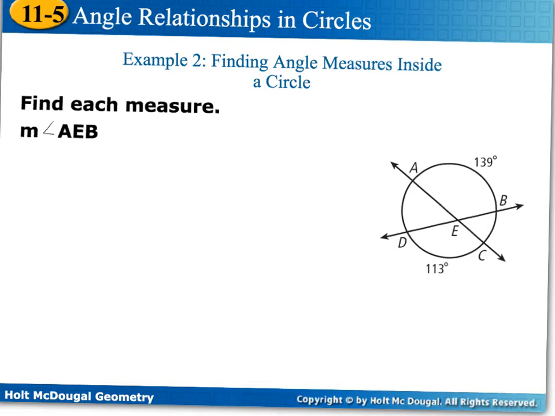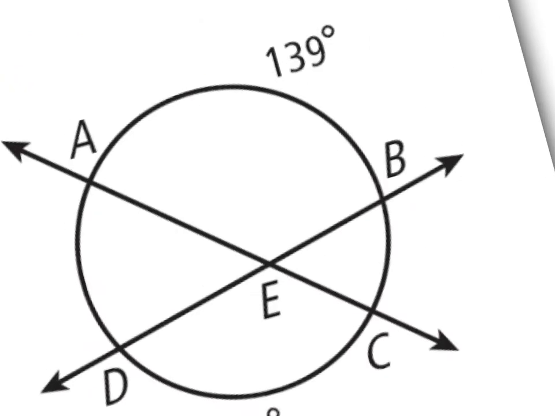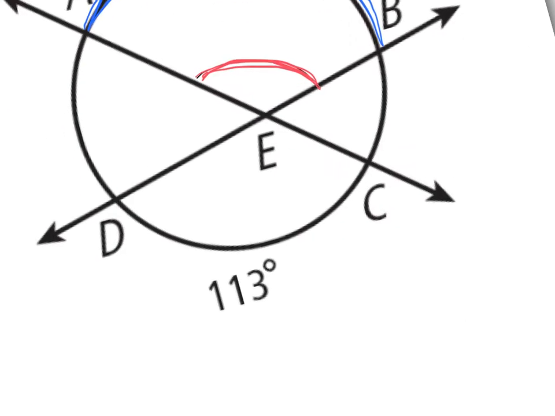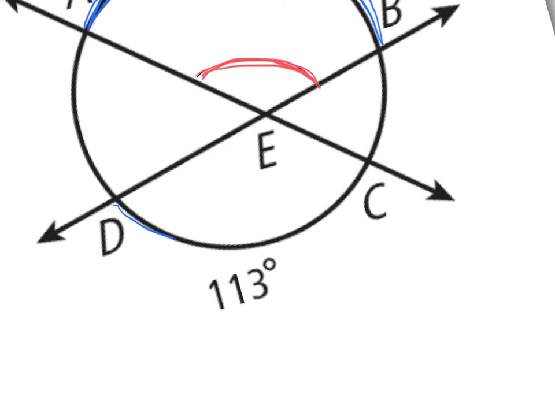All right, so let's find the measure of arc AEB. So first let's trace it out where AEB is. AEB is right here. So we're trying to find this angle. I've given this blue arc and this blue arc.